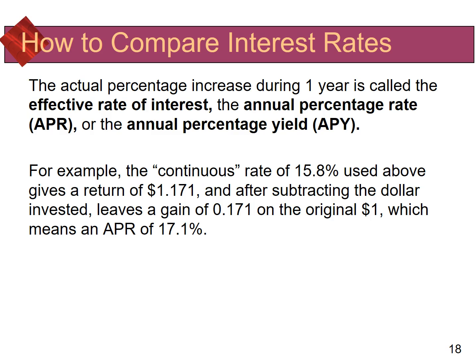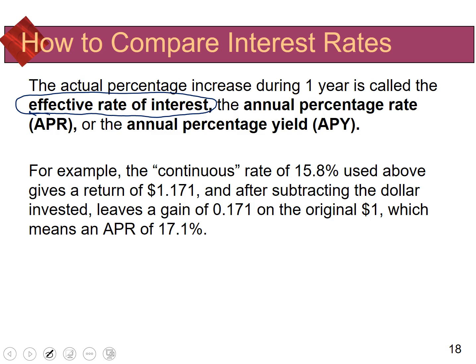Here, comparing interest rates, the actual percentage increase during 1 year is called the effective rate of interest. And you might see this brought up in other books. I know I taught Math 400, which was basically a finite math course. We went over effective rate. It's also known as the annual percentage rate, APR, or the actual percentage yield.